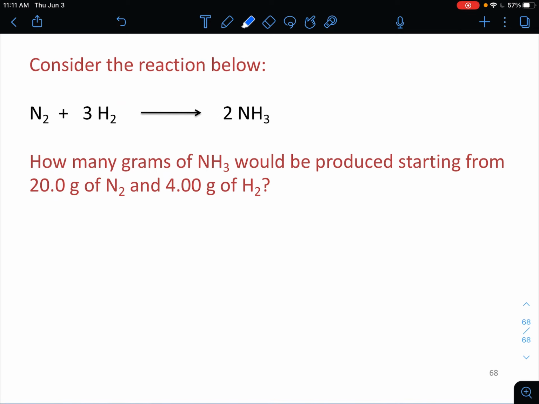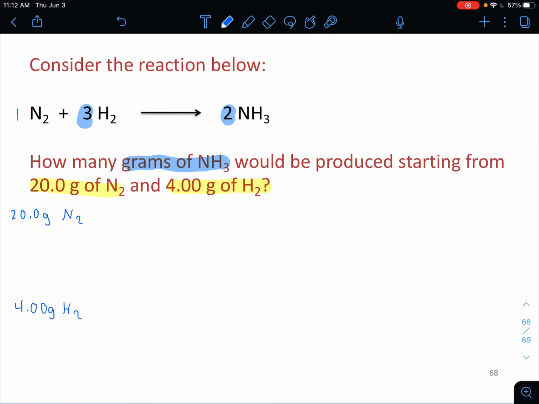So one more practice, kind of the same idea here. 20 grams of N2, 4 grams of H2. The question is, how many grams of NH3? Okay, so pretty straightforward here. So here's our 20 grams of N2, 4 grams of H2. We'll do our theoretical yield calculation each time. Don't forget about the coefficients, right? There are 3 and 2 there, plus obviously a 1 out there, so don't forget about those.